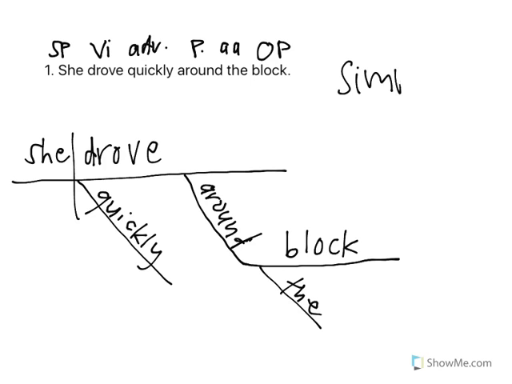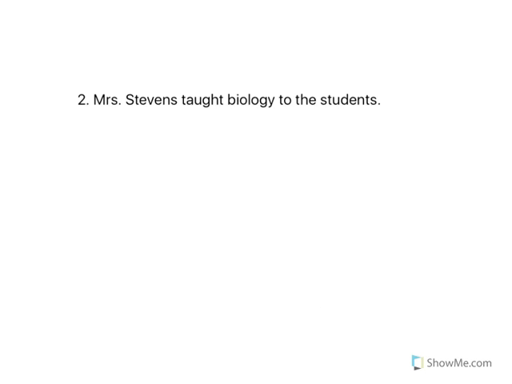We know this is a simple sentence. We know that it's a declarative sentence. Our next sentence says, Mrs. Stevens taught biology to the students. So our verb here is going to be taught. Is it transferring any action? It is. What did she teach? She taught biology. So we know it's a verb transitive with a direct object. Who taught? Miss Stevens. So that's going to be our subject noun. Our prepositional phrase here is to the students.